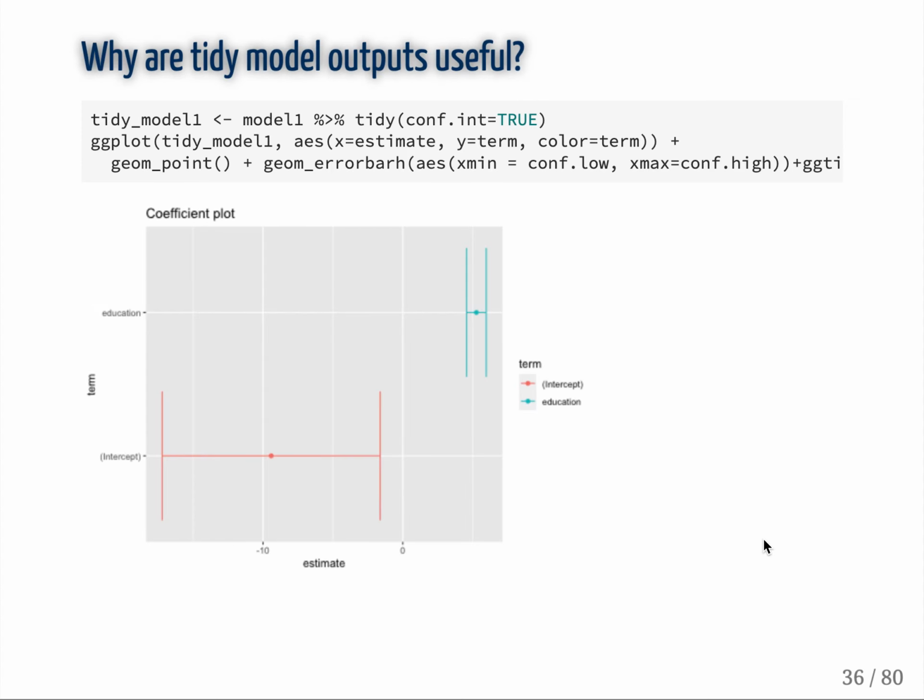Next question is, why are tidy model outputs useful? Actually you might be wondering why it is important to arrange model outputs into a tidy format. The reason is we can use tidyverse package functions on top of them. For example, the ggplot function can be used to visualize model coefficients. Here I plotted the point estimate along with confidence intervals of beta naught and beta 1. Here this corresponds to intercept.